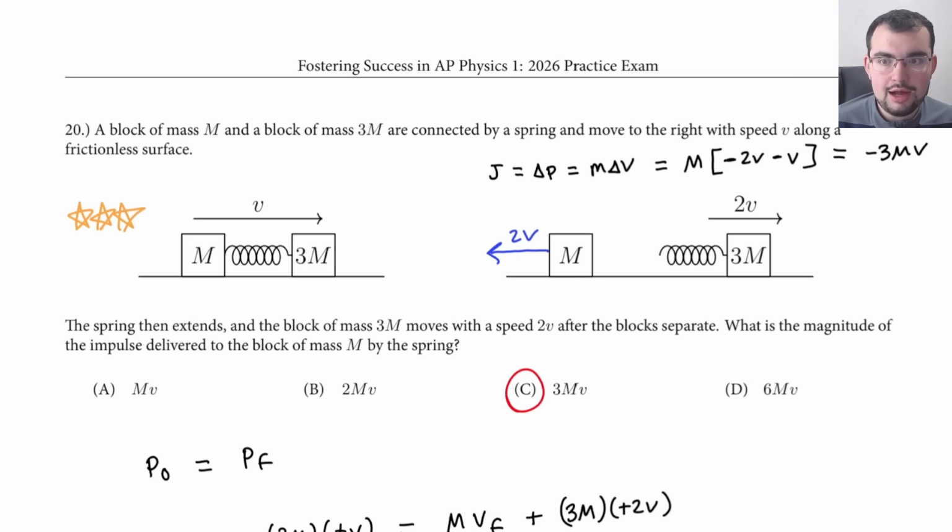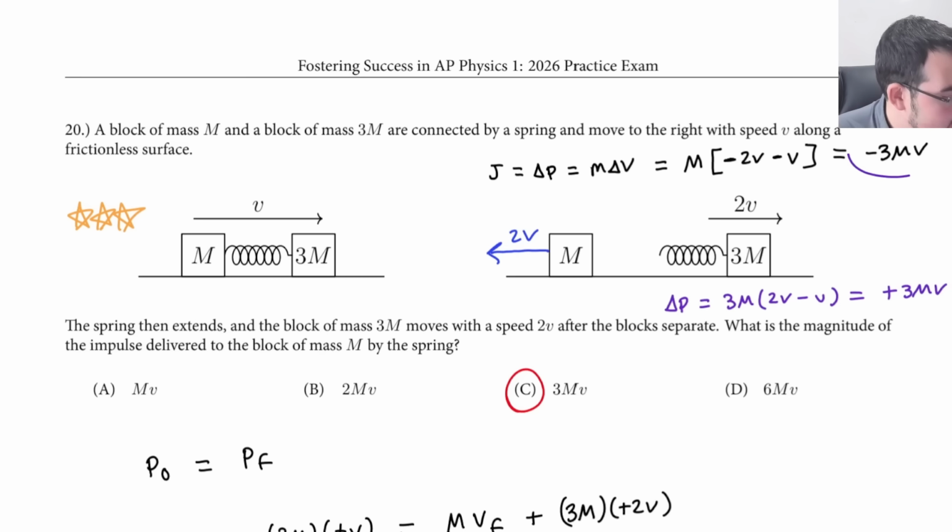This is Newton's third law. The impulses are equal and opposite. So you could have just computed the delta p of this block and known that they're equal and opposite. So this delta p was 3m times 2v to the right minus 1v to the right, which is, as expected, plus 3mv. Right? Impulses are equal and opposite by Newton 3.